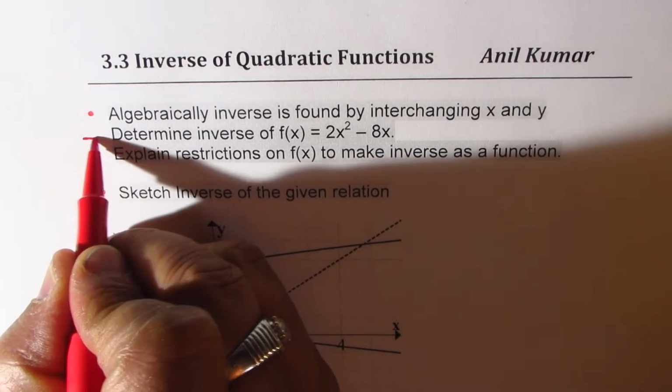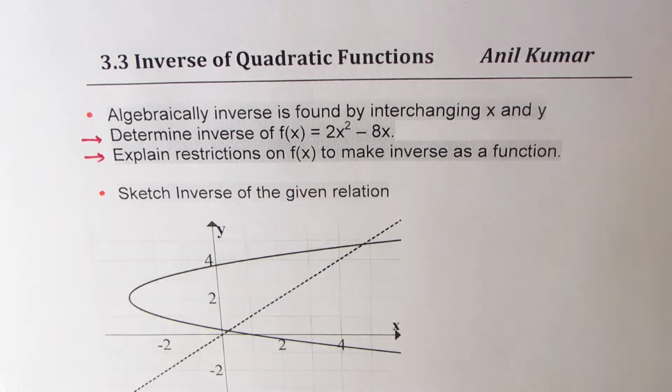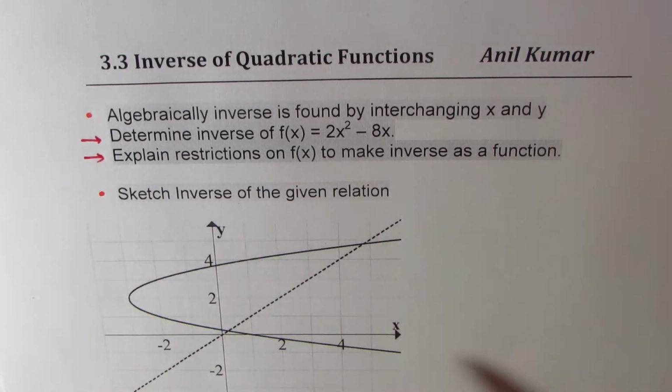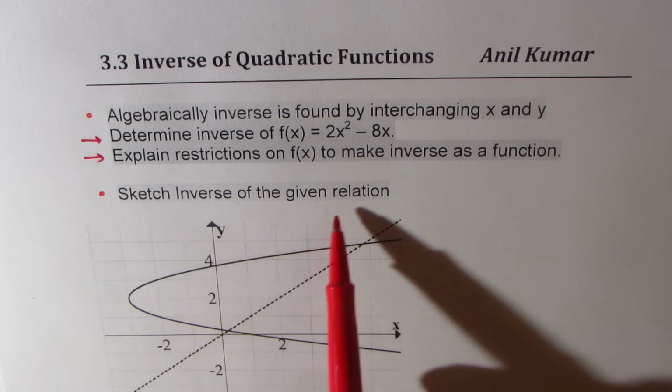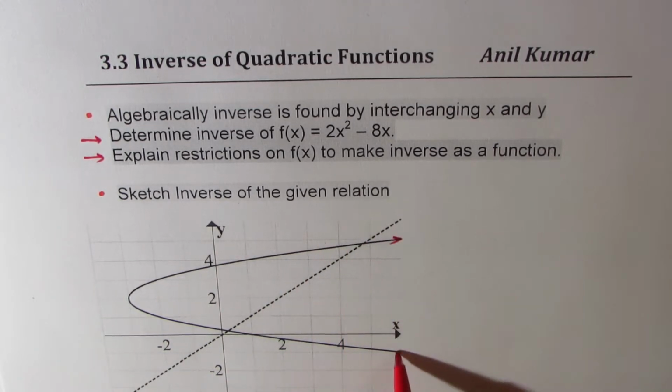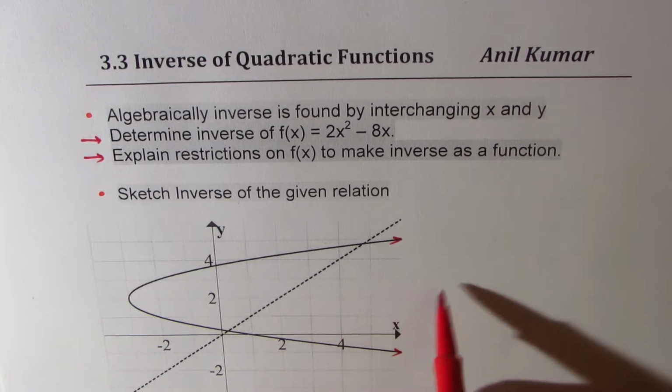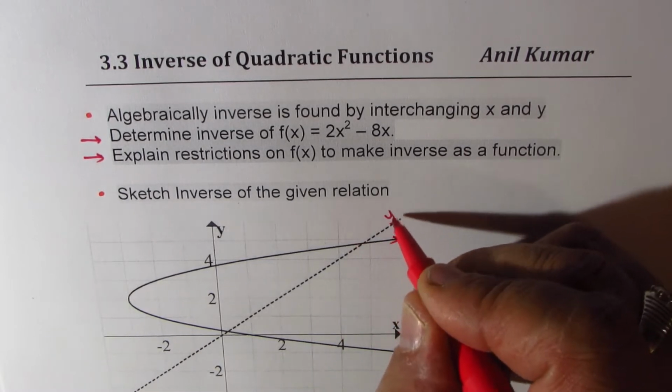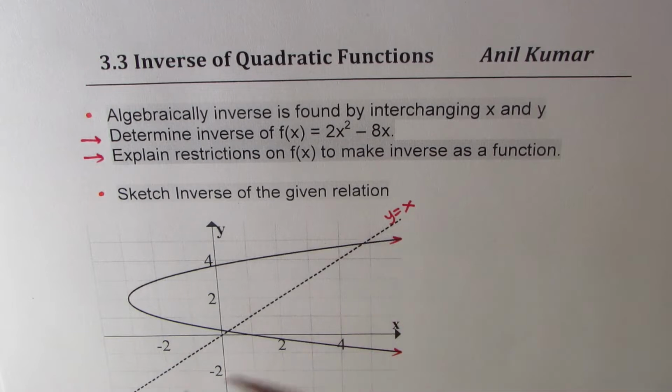So it has two parts. It's a communication question for you. Question number 2 is, sketch inverse of the given relation. So this is the graph which is given to us, a parabola opening right, and here is a line y equals x which is going to help you to sketch inverse of the given function.